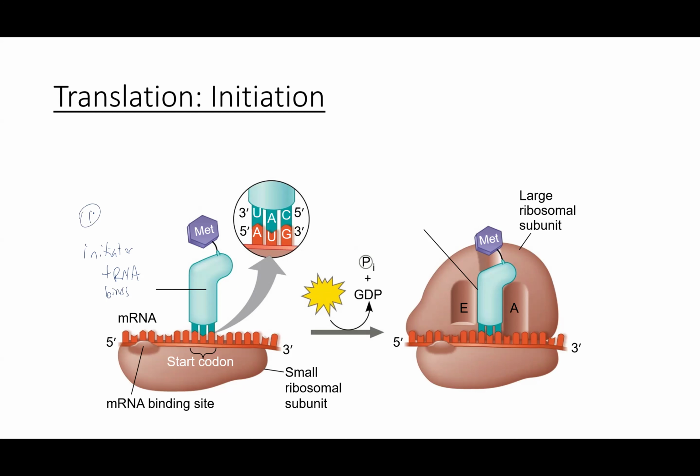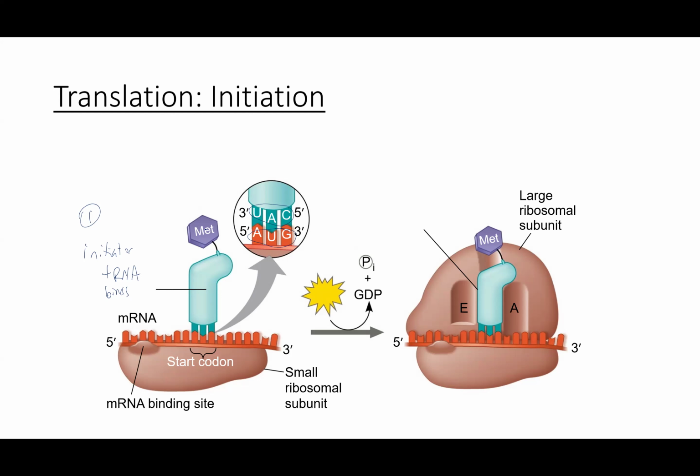So the first step of initiation is that the initiator tRNA is going to bind. The initiator tRNA is always the same. It always has the start codon AUG, which gives us the anticodon UAC, which codes for the amino acid methionine. Always. That's always how we start. AUG is the only start codon. It's always going to bond with UAC. It's always going to start with methionine.